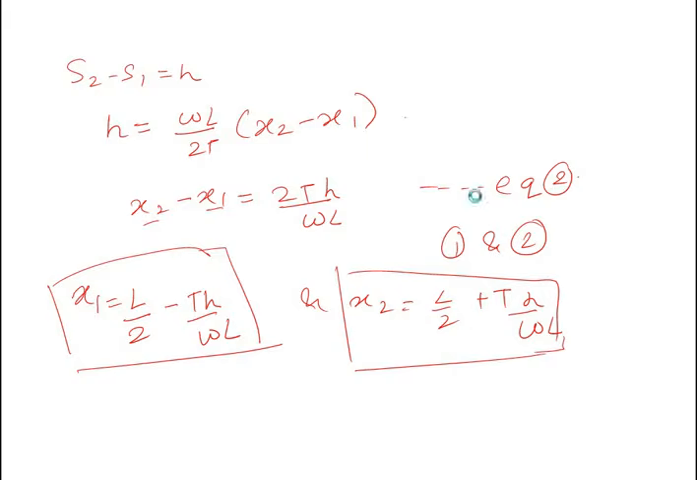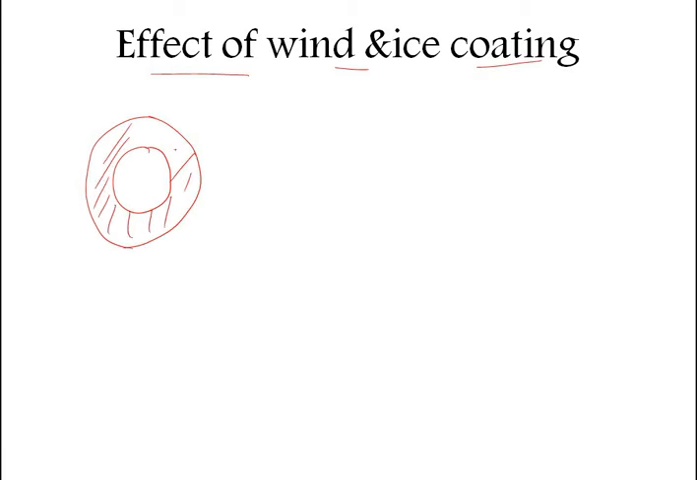Okay. So, next we will see what is the effect of wind and ice coating. There is a very large effect on sag because there might be wind and ice. So now I will take a conductor. Suppose this is the ice which is accumulated on the conductor. This inner portion is D and this is the outer portion t, which is nothing but ice.